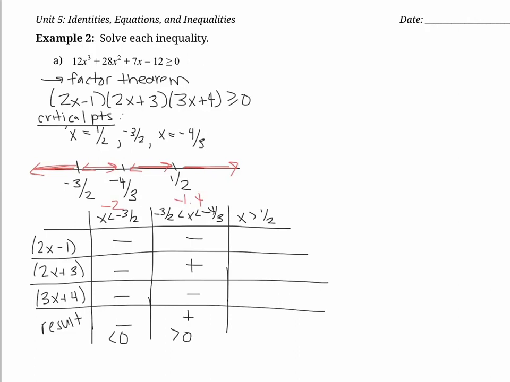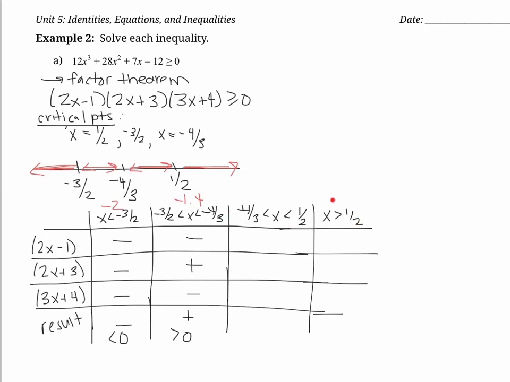I just realized we missed one of our intervals up here. We forgot about this guy right here, so I'm just going to add it in. Let's erase this one. I'm going to add in the interval between -4/3 and 1/2, so -4/3 is less than x is less than 1/2. And then we'll put back our final interval, which is x is greater than 1/2.